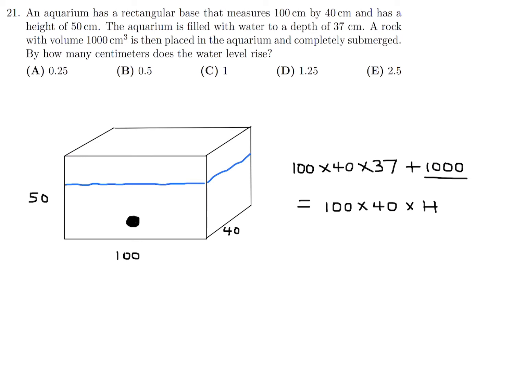So let's do this mathematics. It's 149,000, and that's equal to 4,000 H. And if you divide through, you get H is equal to 37.25. So the water level was 37, and now it's 37.25 because it went up a little bit because of that rock being inside the tank. 21, the answer is A.